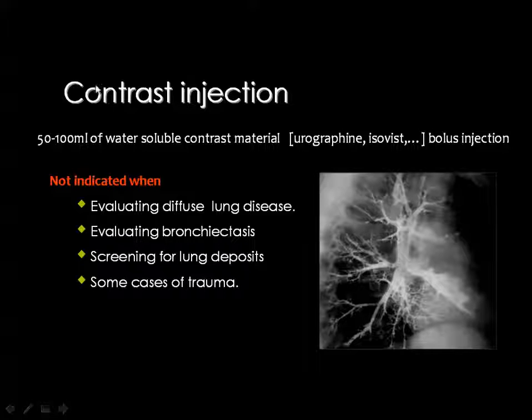Then, if you want to evaluate the lung, there may be no need to inject the patient with contrast, like in cases of evaluation of diffuse lung disease, in evaluation of bronchiectasis. This is the old technique which is known as bronchography, and you inject the contrast media throughout the bronchi and have films after, of course, anesthetizing the mucosal surface of the bronchi.